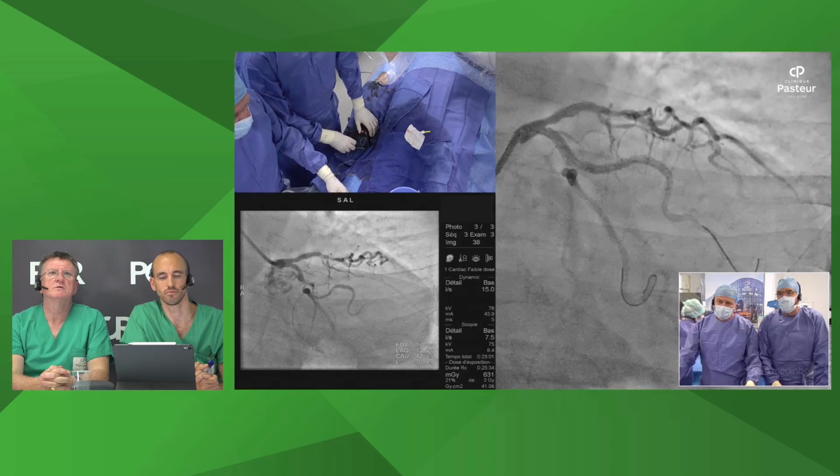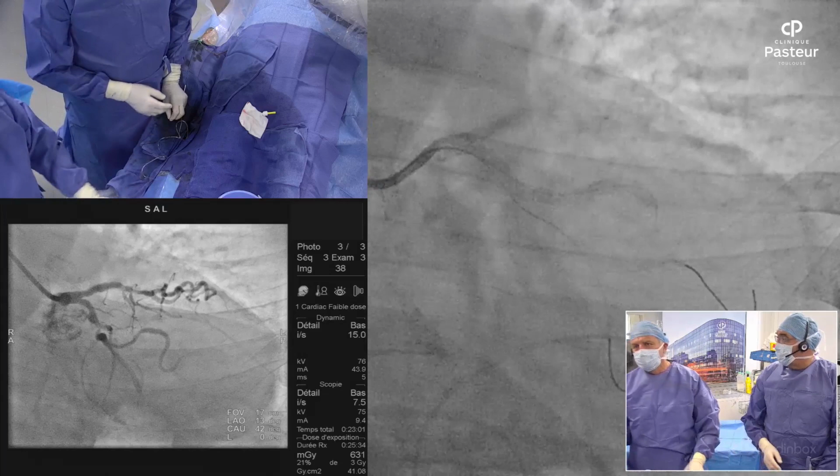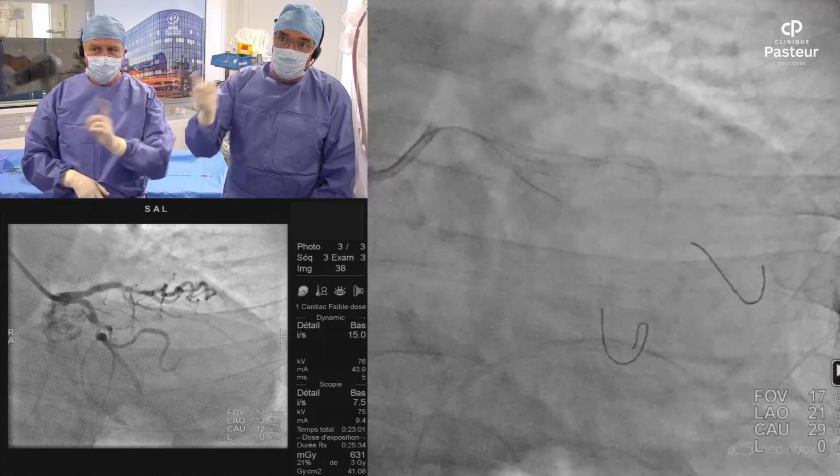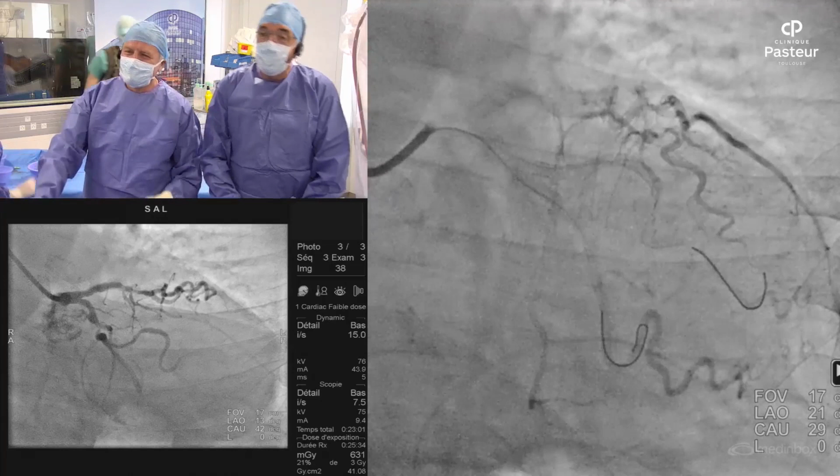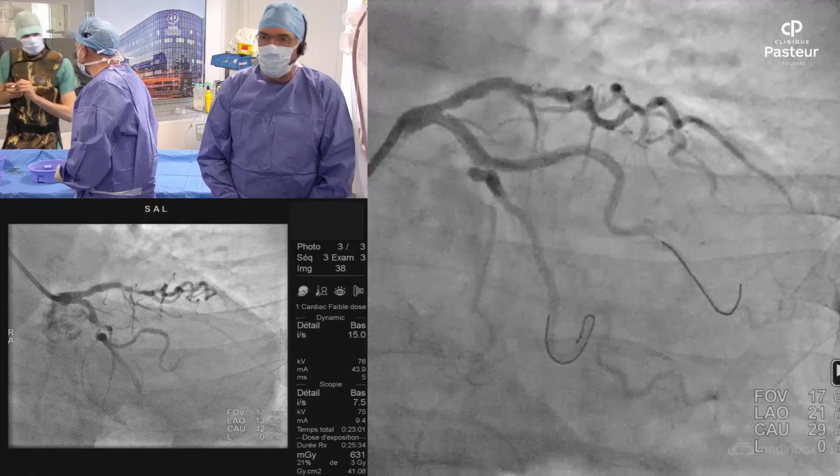So now the ideal would be to recross. To recross, yeah. So we have two options. Take the OM1 wire and go to the OM2. Bruno says no way. But this could be done when we have a normal, easy anatomy. In this particular case, no. We will use a third wire.